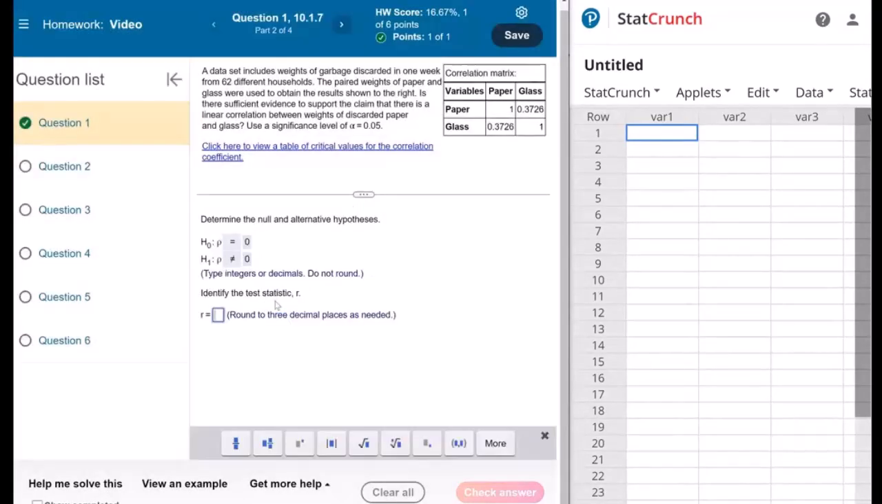Check. Identify the test statistic R. That is this value here. Round to 3 decimal places would be 0.373.